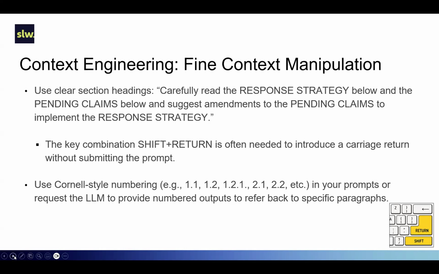So if you find that your interface is providing very long responses, you can say, use Cornell style numbering in your responses. And then later on, you can ask it to implement the strategy described in section 1.2.1, for example, and then it will refer back to that specific section. So it's very good at identifying these, numbering things, and then tying back to those specific points in the previous responses. Next slide, please.